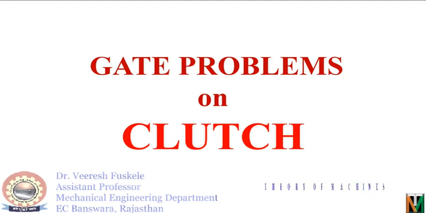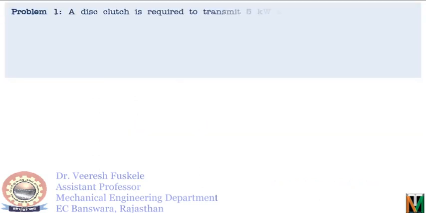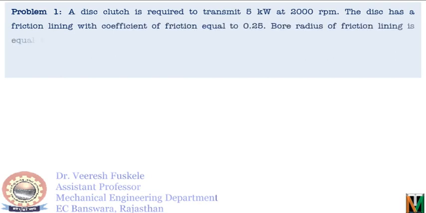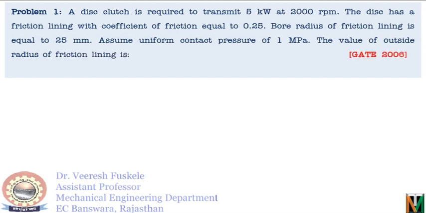So the first problem is this: a clutch is required to transmit 5 kilowatt at 2000 rpm. The disc has a friction lining with coefficient of friction equal to 0.25. Bore radius of friction lining is equal to 25 mm. Assuming uniform contact pressure of 1 megapascal, the value of the outside radius of friction lining is. This is a problem from GATE 2006. So let us see how to solve this. The various options are given as follows. The solution is as follows.